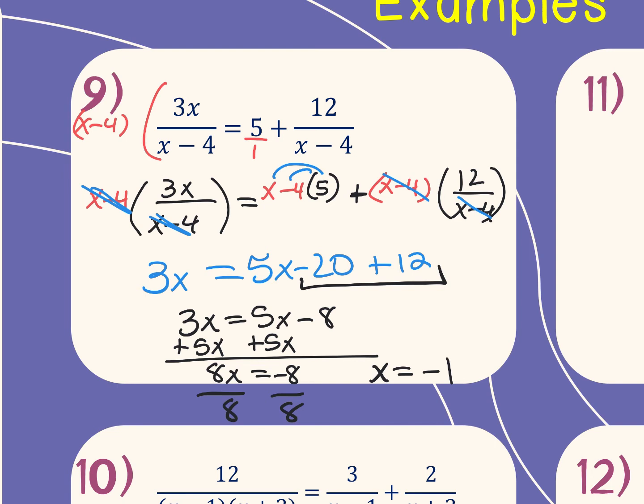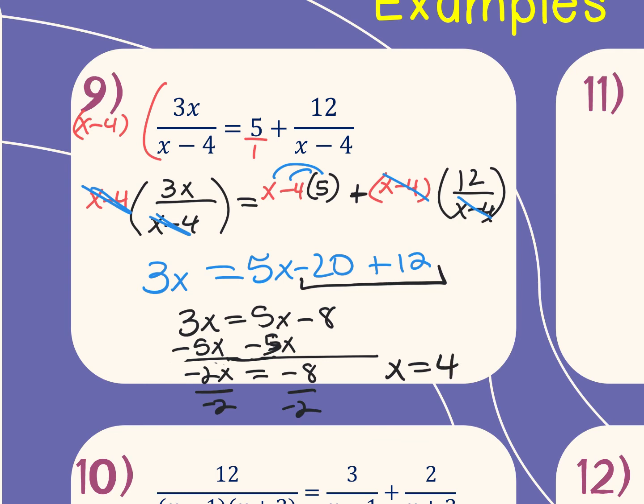Did I do something wrong? Let me see here. Isn't it supposed to be minus 5x? Yes. All right, this should be subtracting 5x. Let me go back. Thank you. All right, so I'm subtracting 5x, which gives me a negative 2x equals negative 8. And then when I divide by negative 2, I get x equals 4.